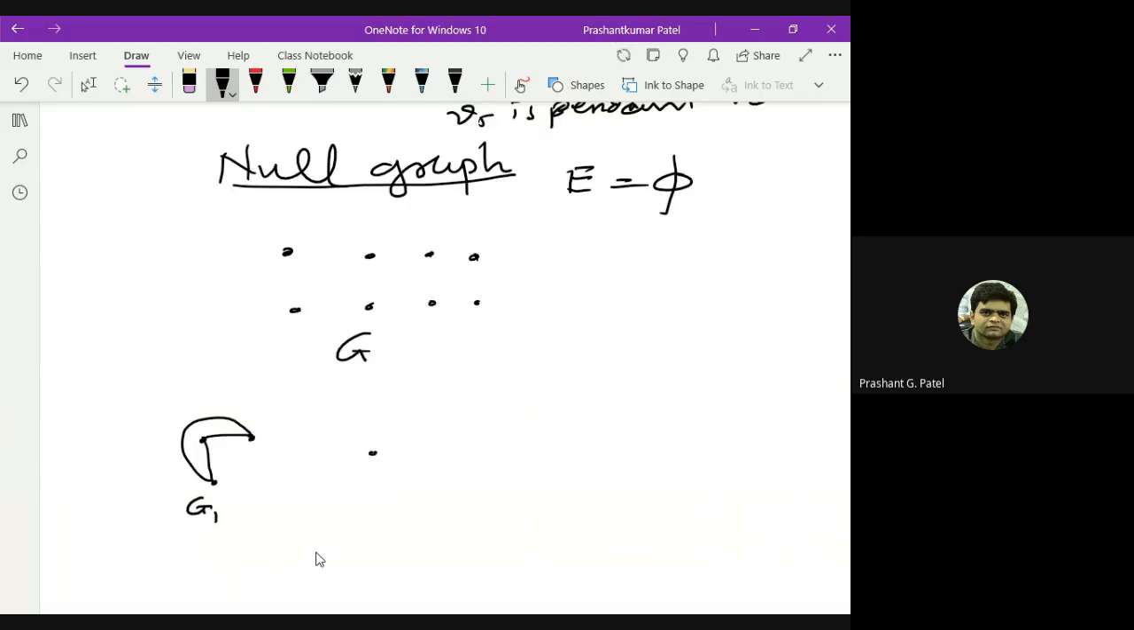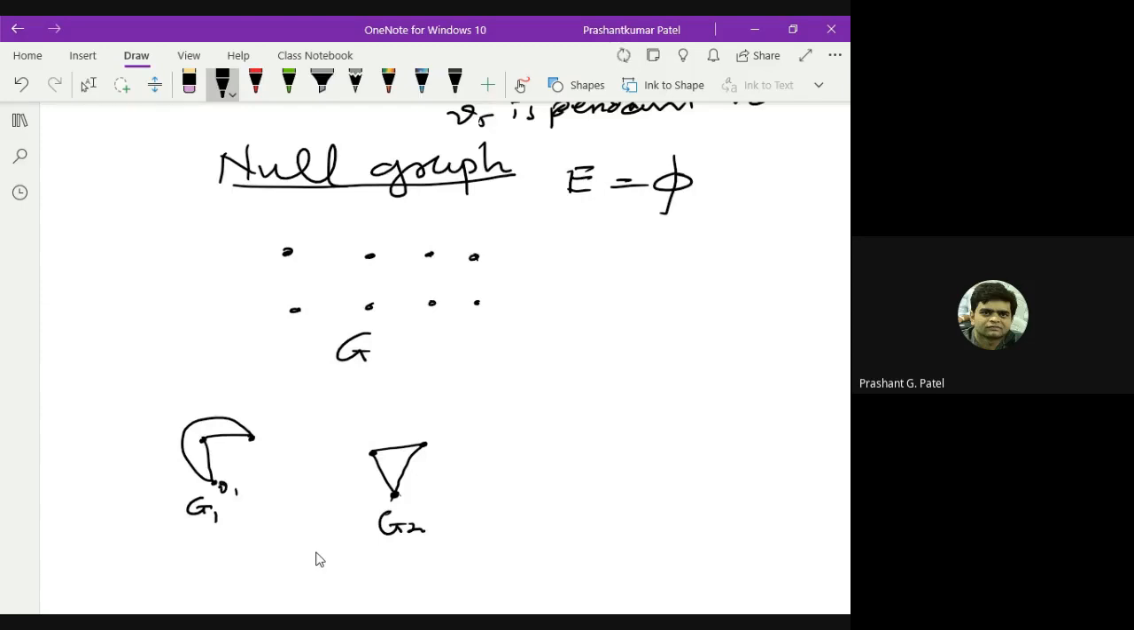And the same graph G, I may draw in another manner. This is G2. So what is the difference between G and G2? There is nothing, I have just plotted this edge differently, and I am giving you different notation also here.